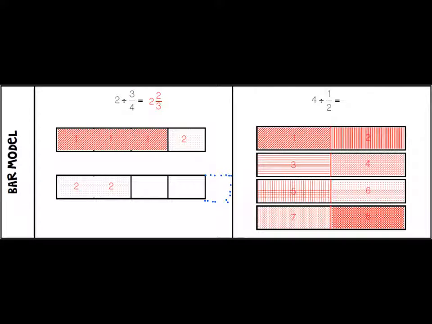Now, the second one, we have 4 divided by 1/2. So we have 1, 2, 3, 4. Split them all in half there, and we're going to divide them by half. So there's 1 half, 2 halves, 3 halves, 4 halves, 5, 6, 7, and 8. That one's a little easier. 4 divided by 1/2 would be 8. We have 8 total groups there.